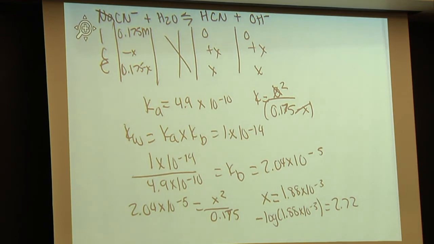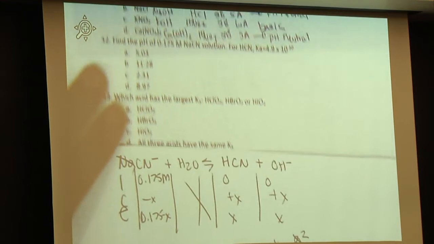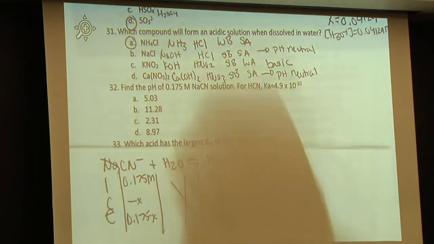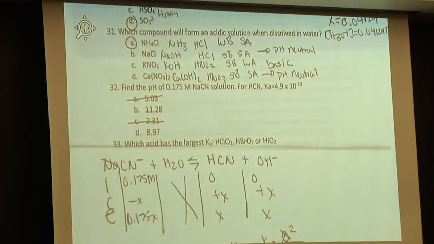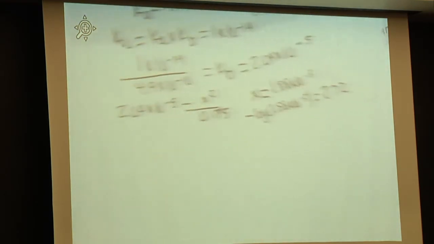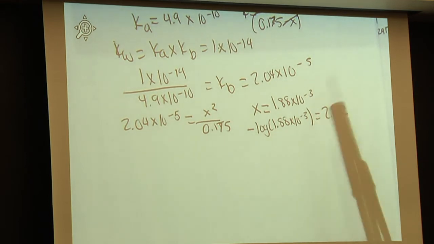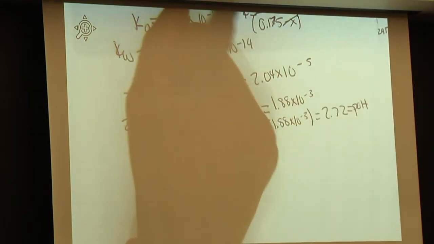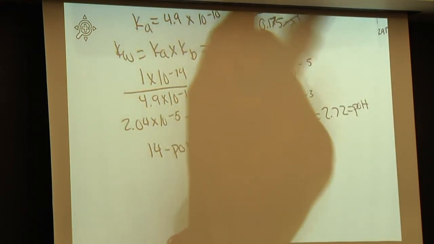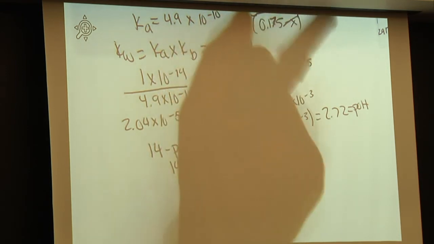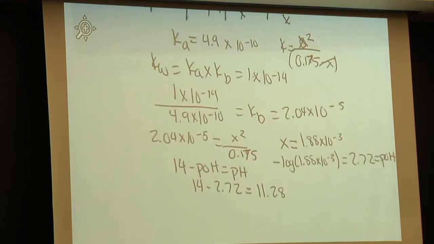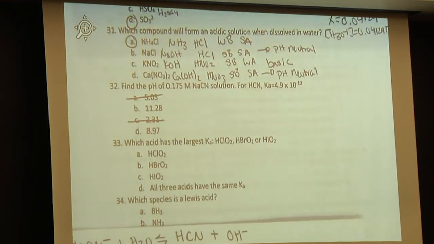From the beginning, you should have gone back to your answer choices and crossed out everything that wasn't basic. So you should have crossed out C and A. That way you wouldn't pick something that says 2 and think, oh, that's the answer, I'm done. No, you're not. This is your pOH, and you know 14 minus pOH will equal your pH. So 14 minus 2.72 would give you 11.28. So your answer should be B.